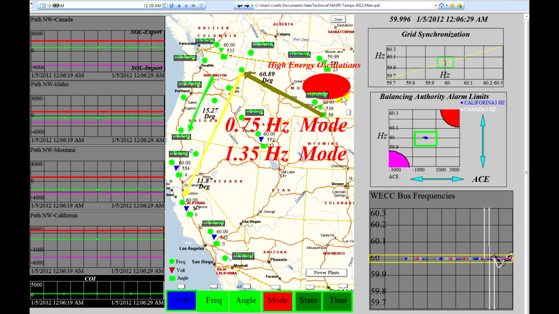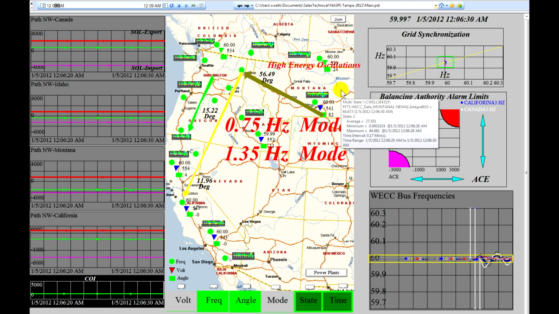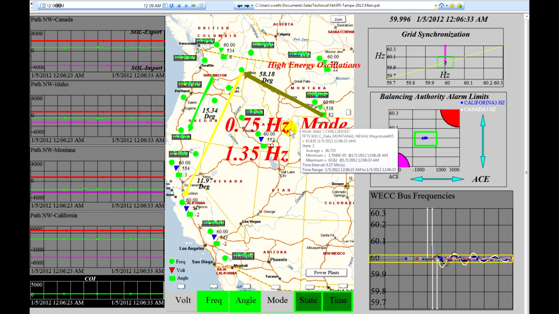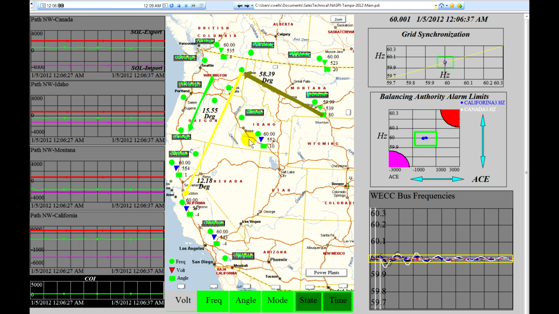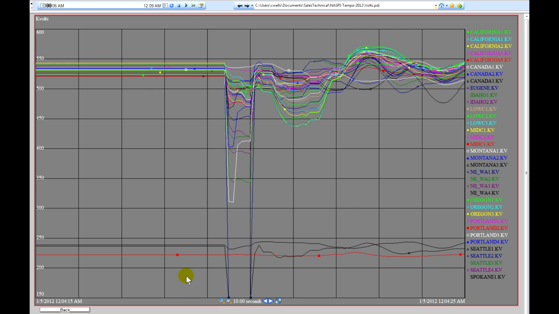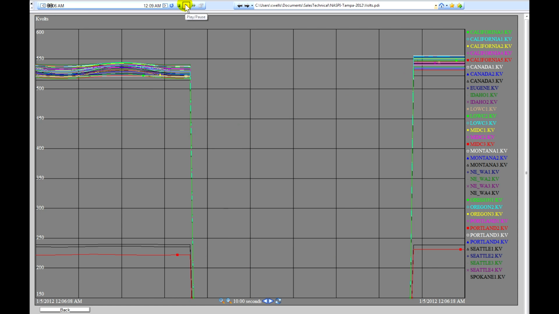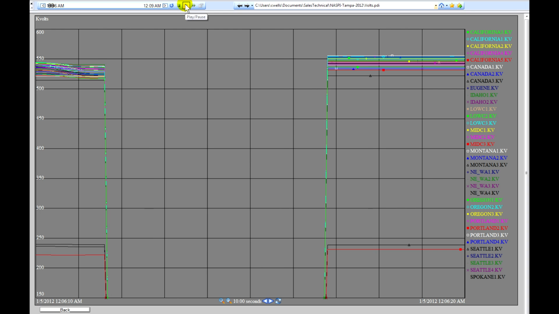First thing we'll observe is that there's high energy oscillations in this area, and we also have significant oscillations in the 0.75 Hertz mode and the 1.35 Hertz mode. First thing the operator will do is to take a look at what may have caused this event, and we'll replay the system from the start of the event.